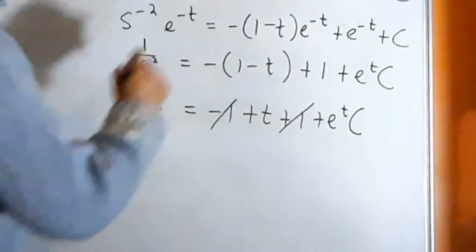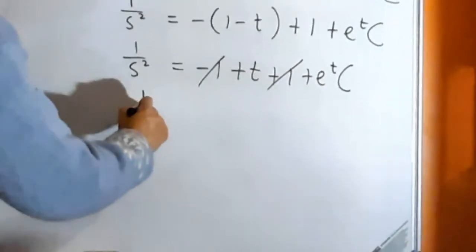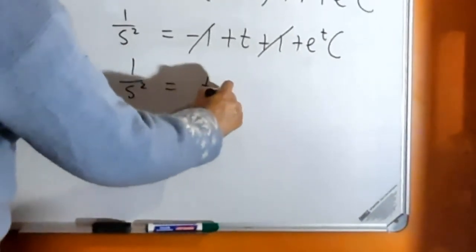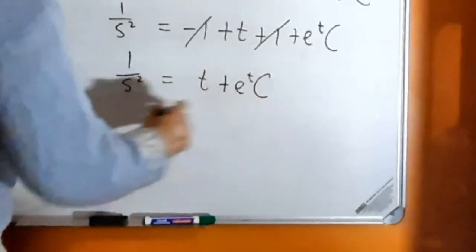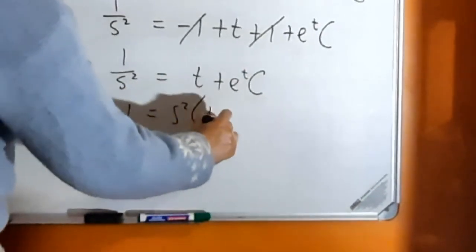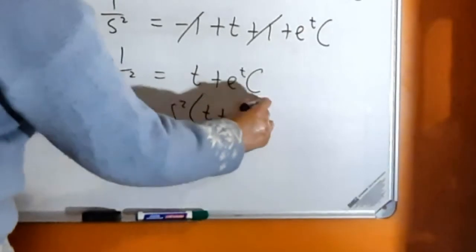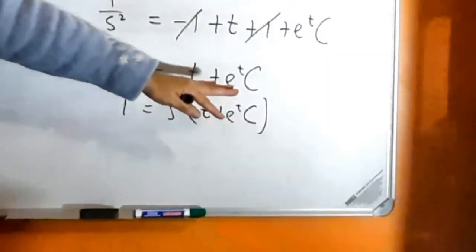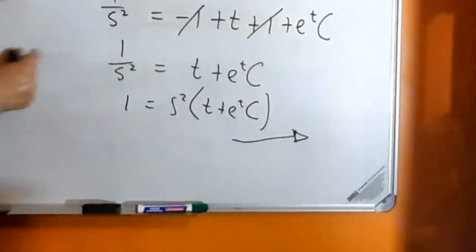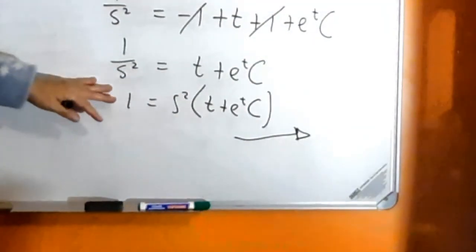Those ones add up to 0, and you're going to have 1 over s squared equals t plus e to the t, which is what you were asked to do. So that is the end of the first part of the question, 6a.